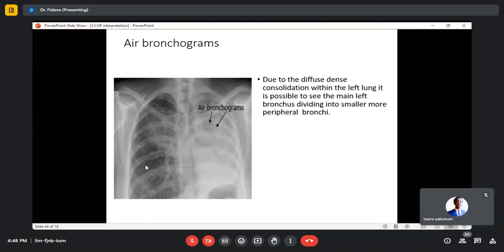Yes, it is clear. So what I want to say, maybe here they wanted to say this opacity of air bronchograms, meaning consolidation, but there are other opacities like this well-defined homogeneous opacity. There are some diffuse micronodules in the right lung. Due to the diffuse dense consolidation within the left lung, it is possible to see the main left bronchi, dividing into smaller, more peripheral bronchi.